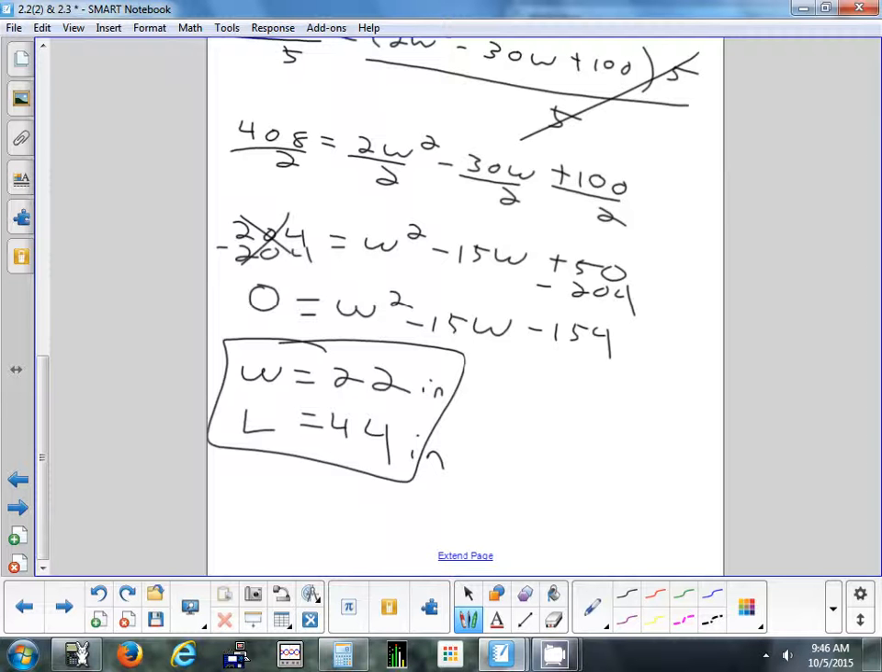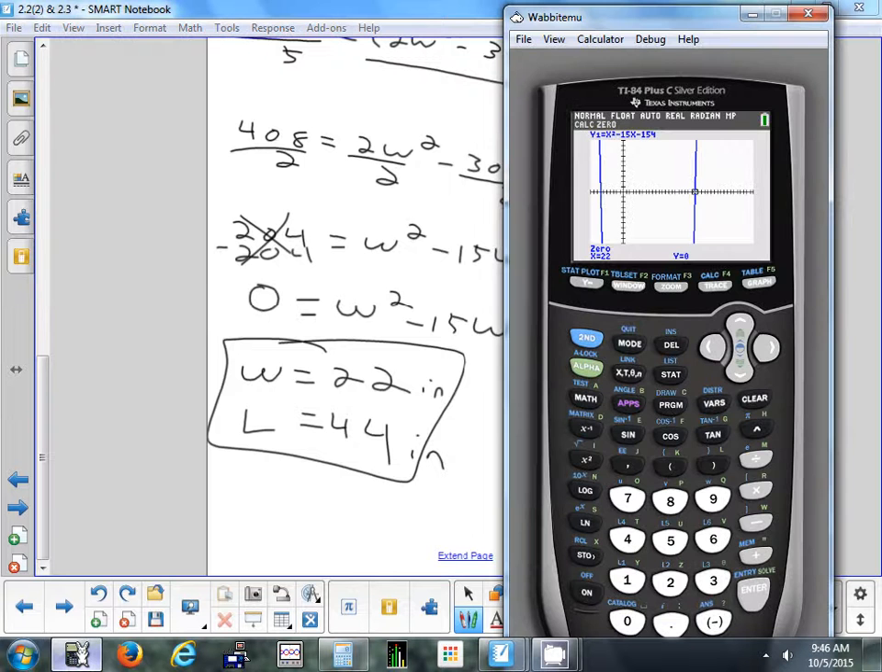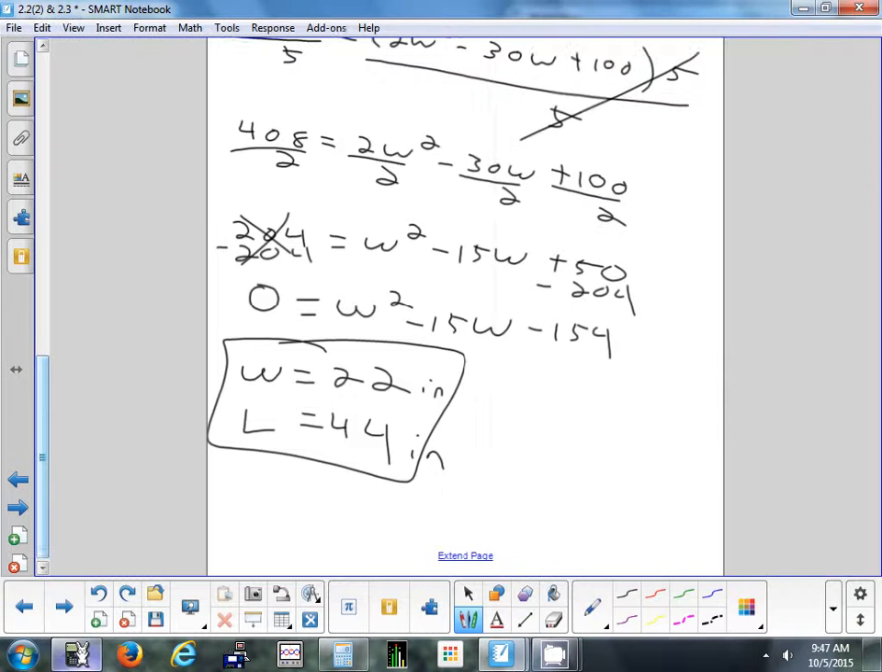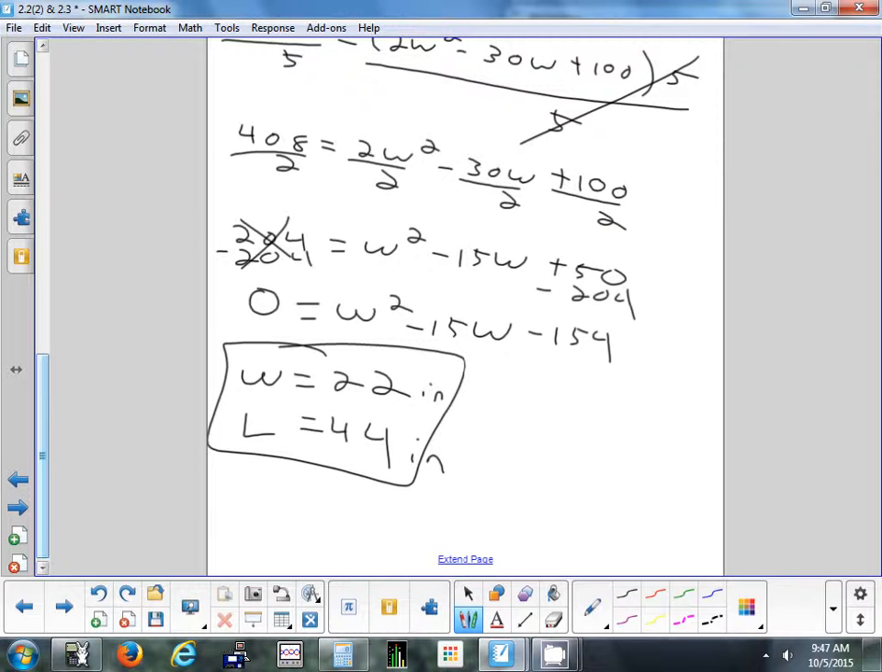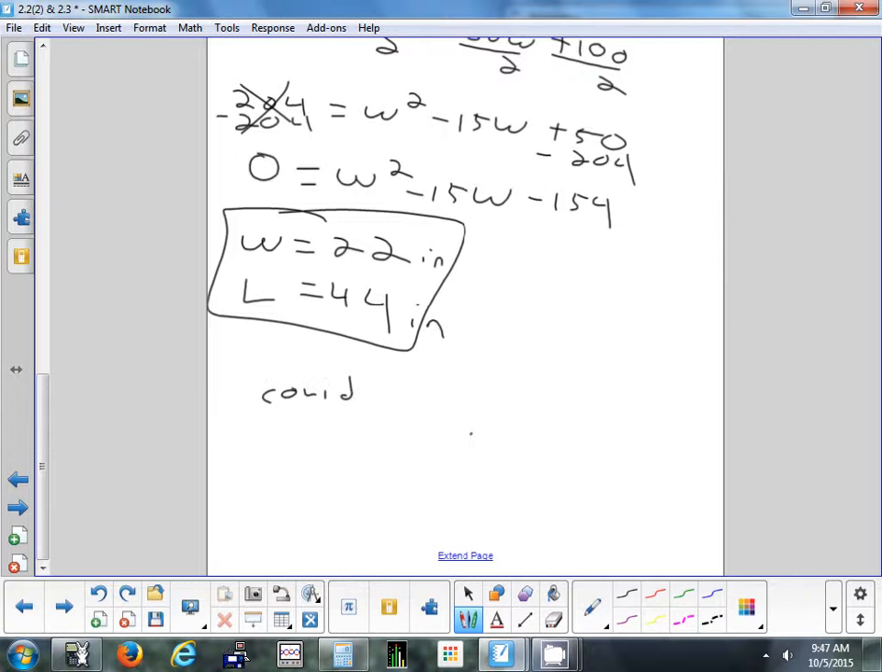How did you figure out the 22? I did it on the calculator. I just calculated the root. How could you do it without the calculator? How could you do it? A is 1, B is negative 15, C is negative 154, quadratic formula. Since we already did it once, I'm going to hold off on doing that again. But I can write it. You could use quadratic formula. Okay, if you don't want to graph it, you could do it that way, but this way is a little faster.